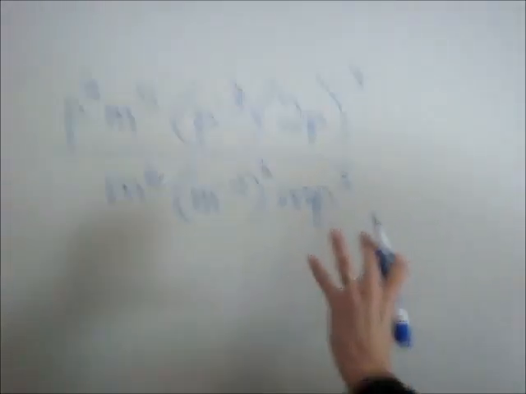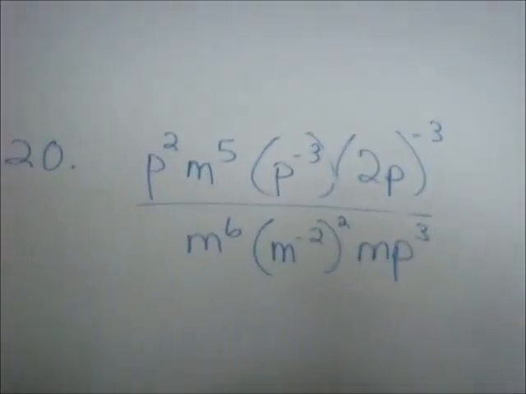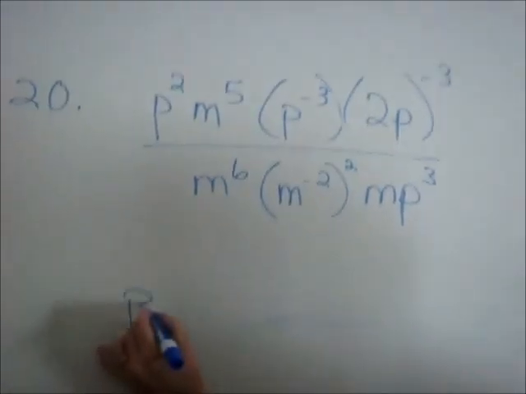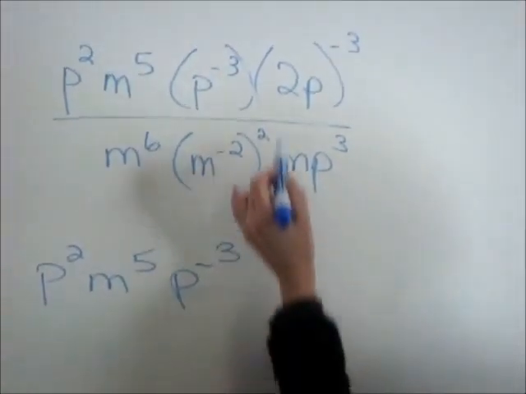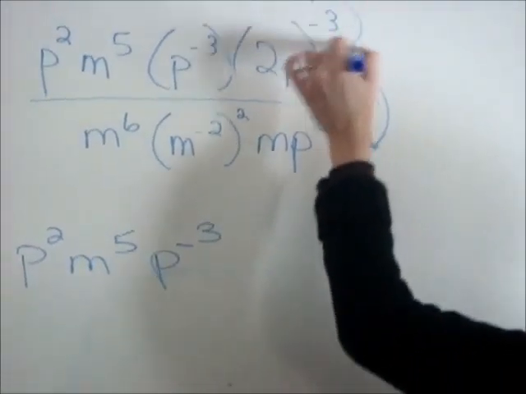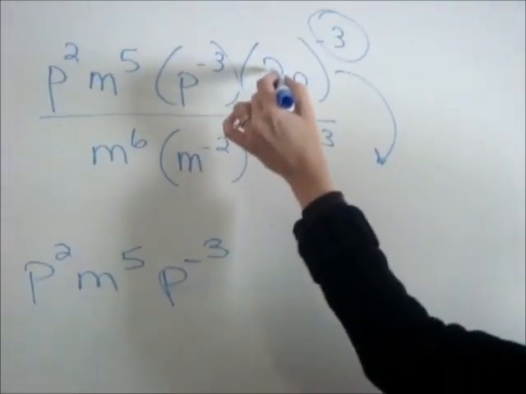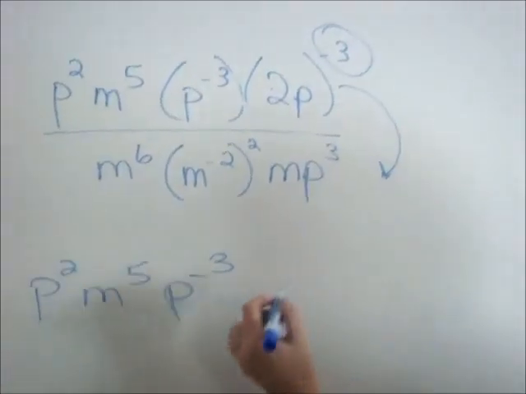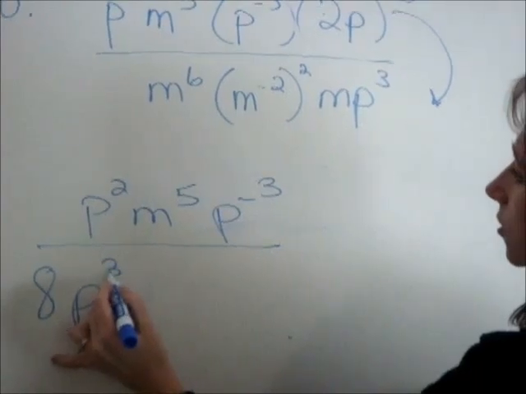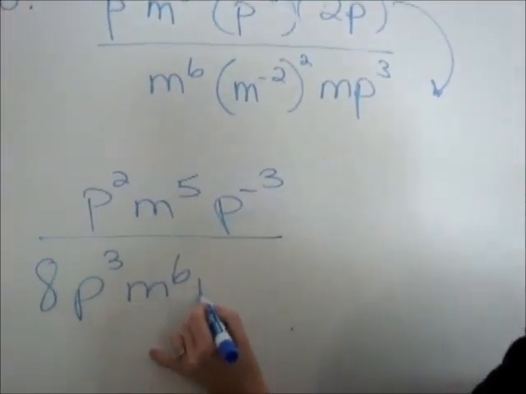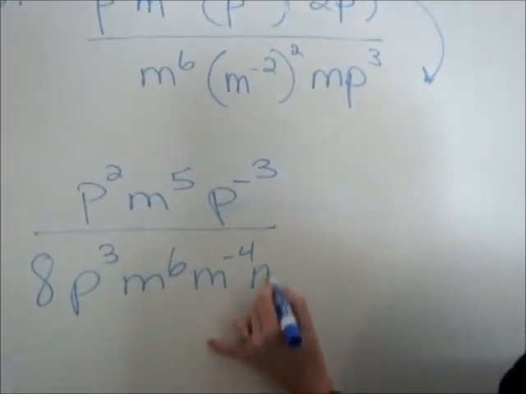All right, problem number 20. Let's just move things up and down and get rid of our parentheses all in one step as much as we can. So we get p squared, m to the 5th, p to the minus 3. I'm going to move this one down because this negative exponent, you can't raise a number to a negative exponent, so we have to move it to the bottom right away. So we get 8 p to the 3rd, m to the 6th, m to the negative 4, m p to the 3rd.